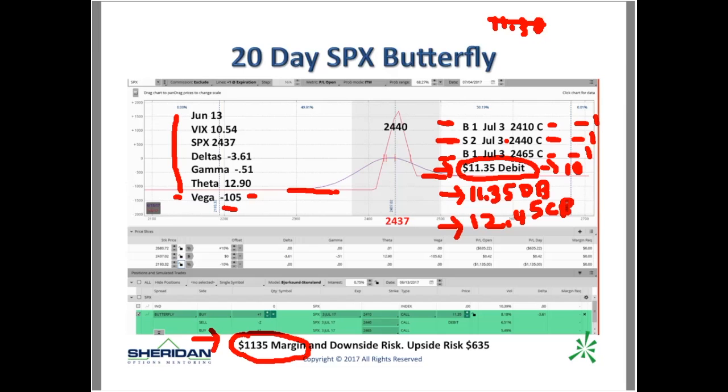10.25, I may have to sell it for a credit. If it gets around 10.25, I don't want to lose much more than I make. So again, very disciplined risk management, but that's a little bit into the life of a butterfly.